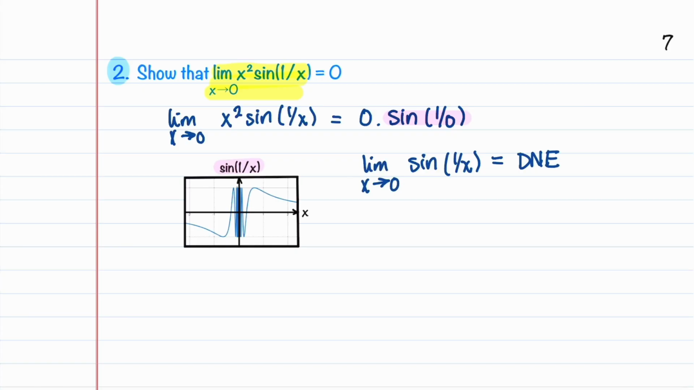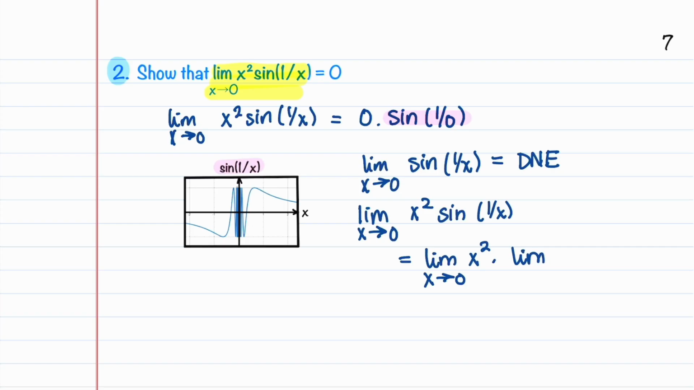Let's now combine this with the x squared. We have the limit as x goes to 0 of x squared sine 1 over x is equal to the limit as x goes to 0 of x squared times the limit as x goes to 0 of sine 1 over x. Our first limit is equal to 0, and then our second limit does not exist. So this leaves us with a big question. What does this combined limit actually equal? Since we can't use algebraic techniques to evaluate it, let's try to use the squeeze theorem.